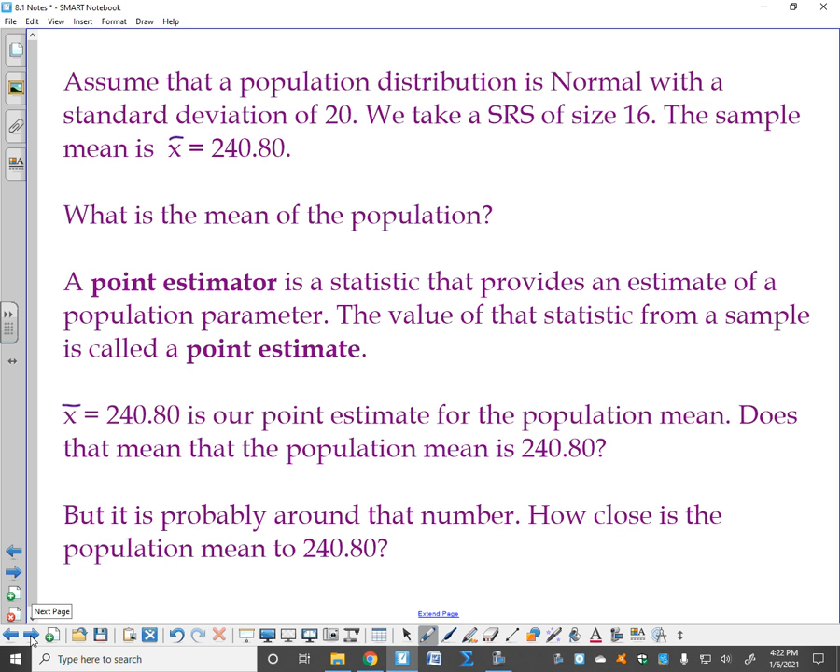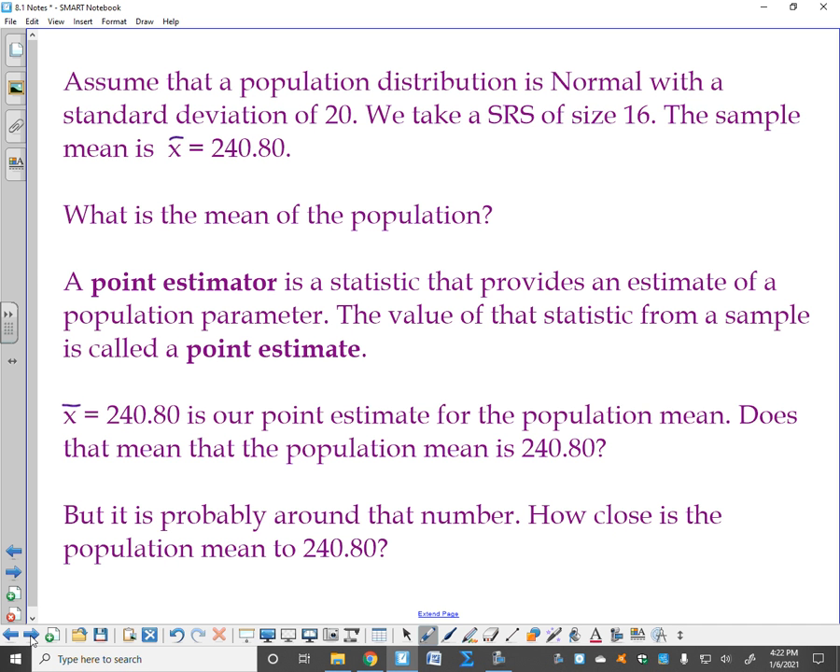Assume that a population distribution is normal with a standard deviation of 20. We take a simple random sample of size 16, and the sample mean is X bar, because this is a sample, 240.8. So I have the standard deviation of the mothership. I take a sample of size 16, and I have the mean of my sample. Okay? Standard deviation of the population, I have the mean of the sample, and size 16. The question says, what is the mean of the population? What is the mean of the mothership?